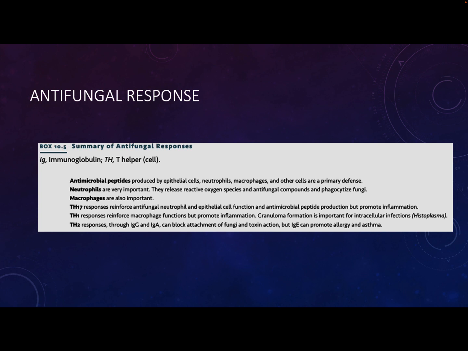It is important that we have some of the granulocytes like neutrophils because they will release antifungal compounds, reactive oxygen species. Some of the unicellular fungi can be phagocytized as well. Helper T cell responses are pretty important. Notice we don't really talk a lot about cytotoxic T cells with this type of infection because for the most part these aren't intracellular, they're extracellular. So the different helper T cell responses are also pretty important.